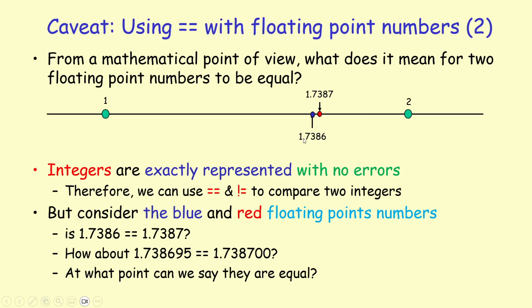The blue point representing 1.7386, the red point representing 1.7387. So the question is, are they equal to each other? You may argue that they are not because they are not the same number. But how about if I make the blue point 1.738695? So I'm making it a little bit closer to red.